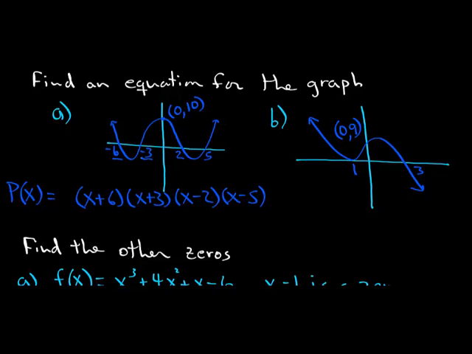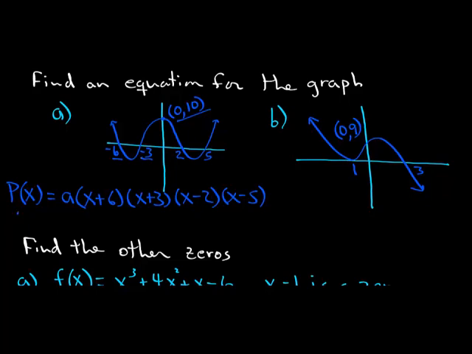Now, this polynomial right here is a polynomial that has these roots, these x-intercepts. But that's not good enough. I want it also to have this y-intercept. So I'm going to put an a in front, and I'm going to find an a that will make that polynomial graph pass through the y-intercept of 0, 10.